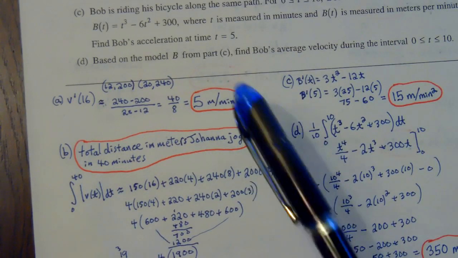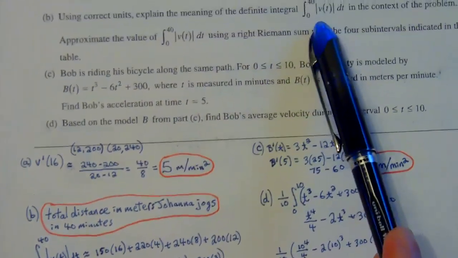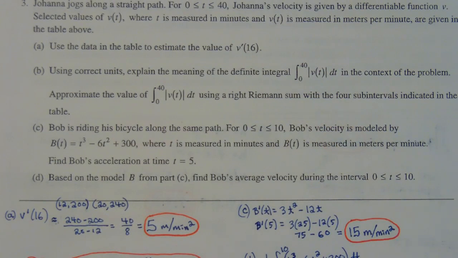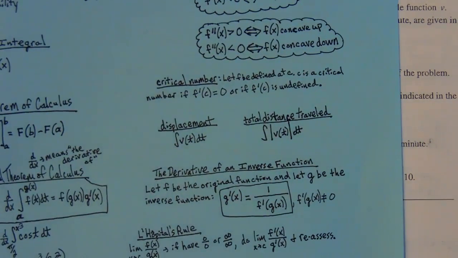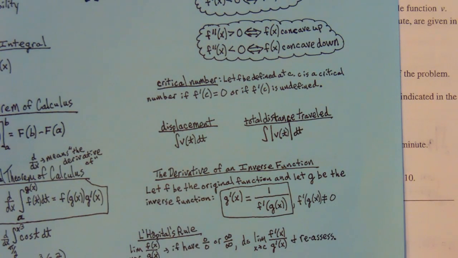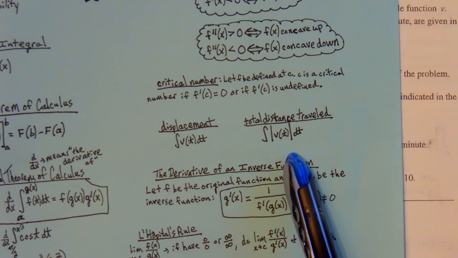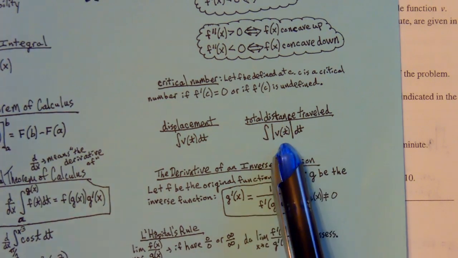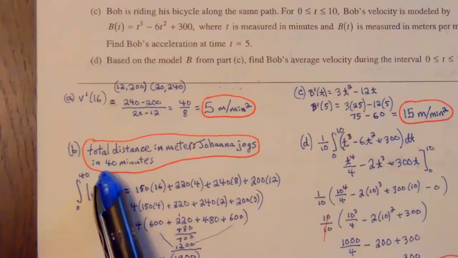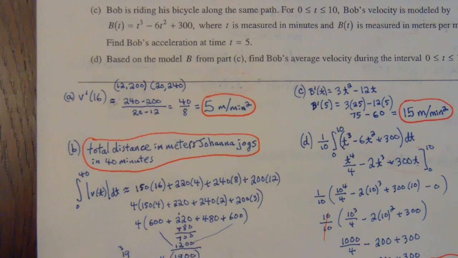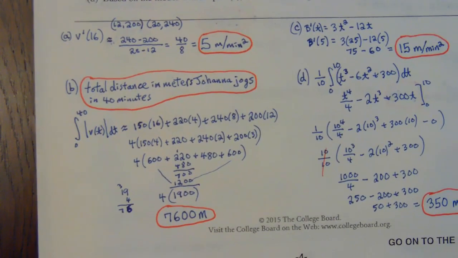Now letter B, it says explain the meaning of this definite integral, the integral of the absolute value of velocity. You should be able to explain the meaning without even working this problem out. When you look at your blue packet, you only have 2 things. If you see the integral of velocity, that's your displacement, your net result. If you see the integral of the absolute value of velocity, that's your total distance traveled. That's it. So the instant I see the integral of the absolute value of velocity, that automatically is going to be the total distance in meters that Joanna jogs in those 40 minutes right there. So boom, you got that first part down already.